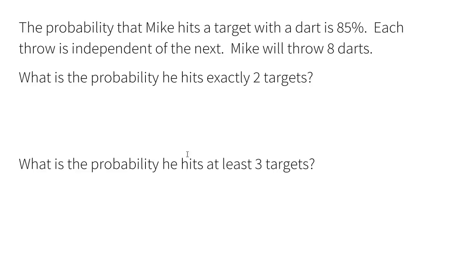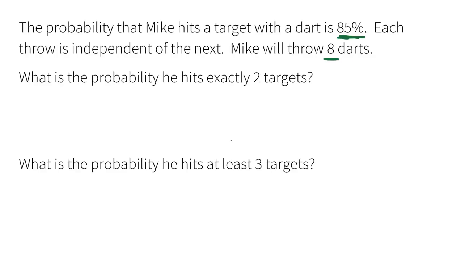Now, Mike's going to throw 8 darts. Again, what makes this binomial is that we have a set number of trials and a set probability. Now, why is this discrete? I'll go through it one more time. Because with 8 darts, he can make 8, 7, 6, 5, 4, 3, 2, 1, or 0. Those are all whole numbers, and it's a finite list.